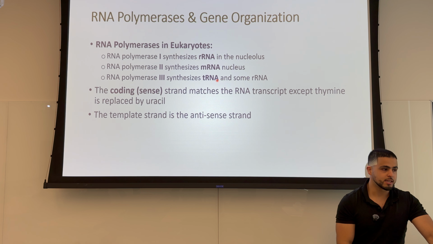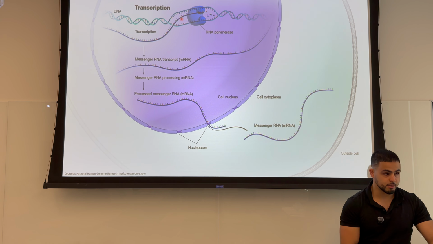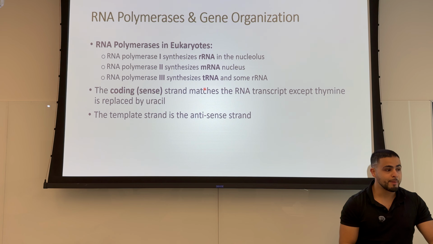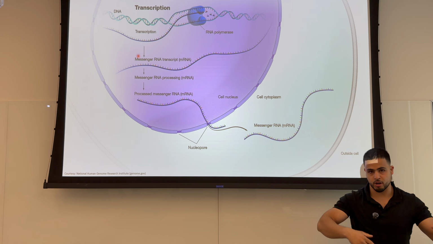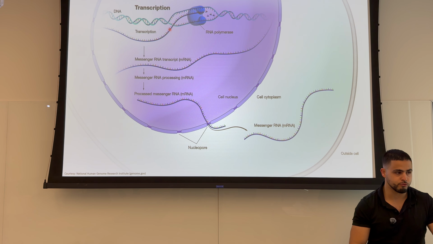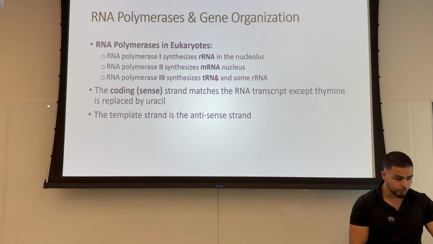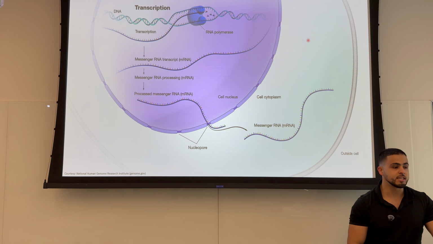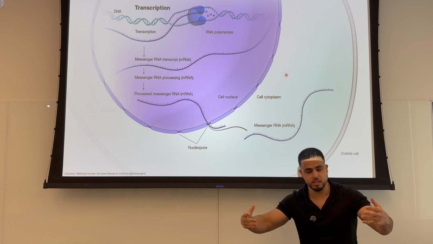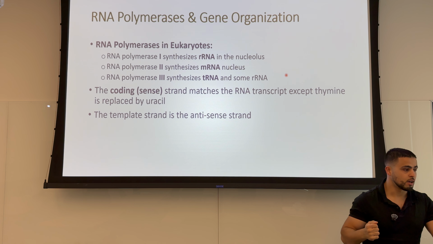And the way you can memorize this is that rRNA is all the way in the center in the nucleolus, so it's going to be RNA polymerase 1. mRNA is going to be in the nucleus in the process of transcription and then post-transcriptional processing, so it's going to be RNA polymerase 2. So we're getting a little further from the center. That's why it's number 2. And then finally, tRNAs are going to be located in the cytoplasm in the process of translation, so they are going to be synthesized by RNA polymerase 3. That's just how I memorized these.